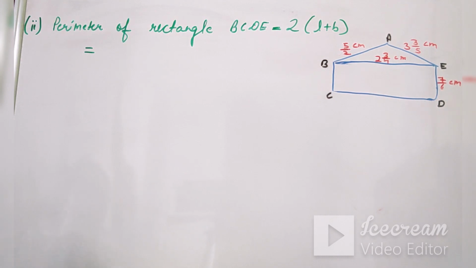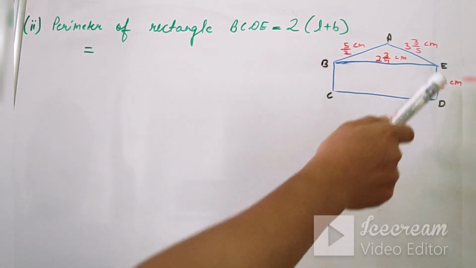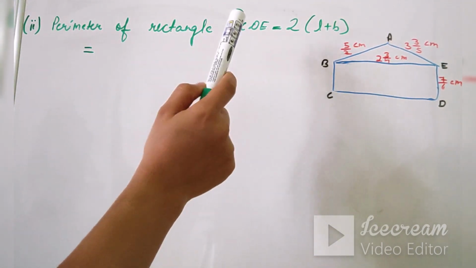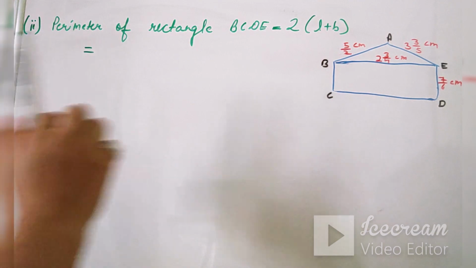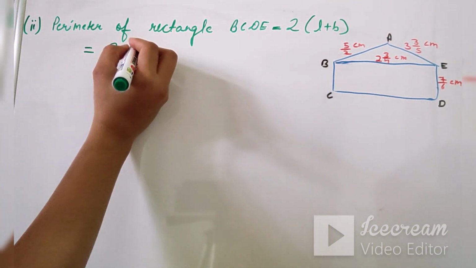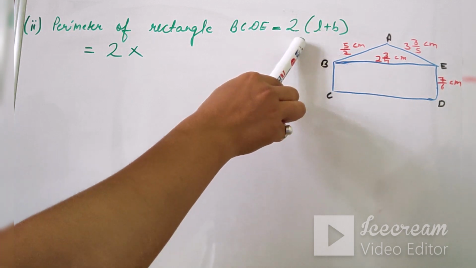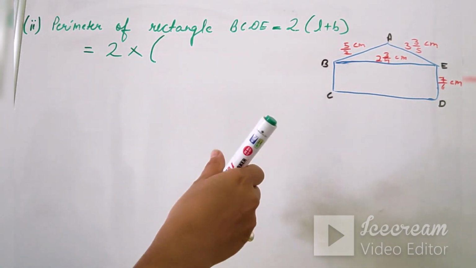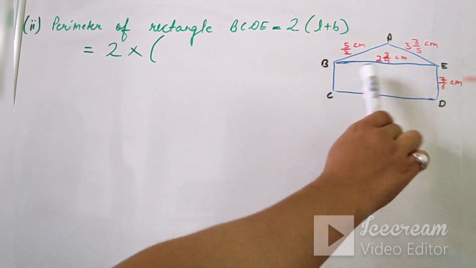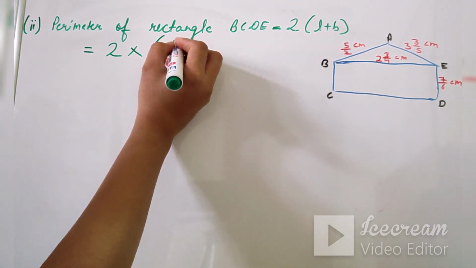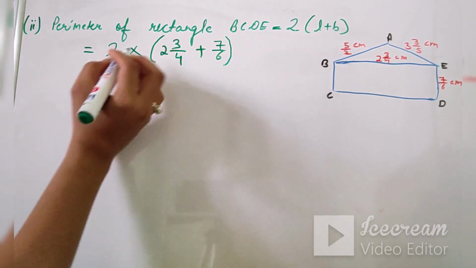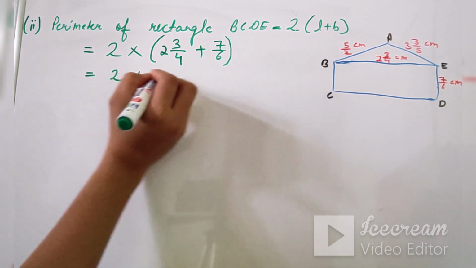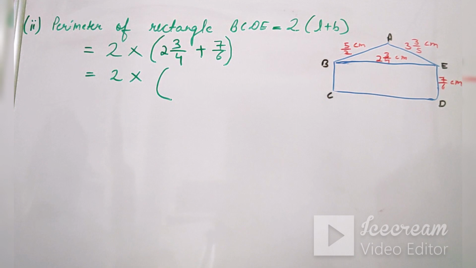The next part is the perimeter of the rectangle. We have to find out the perimeter of BCDE. We know that the perimeter of a rectangle is 2 into (L plus B), where L is the length and B is the breadth. Nothing is written before this bracket, that means it's multiplication. This is the length, this is the breadth. So length is 2 whole 3 by 4, and the breadth over here is 7 by 6. To multiply, we know how to convert this mixed fraction into improper.